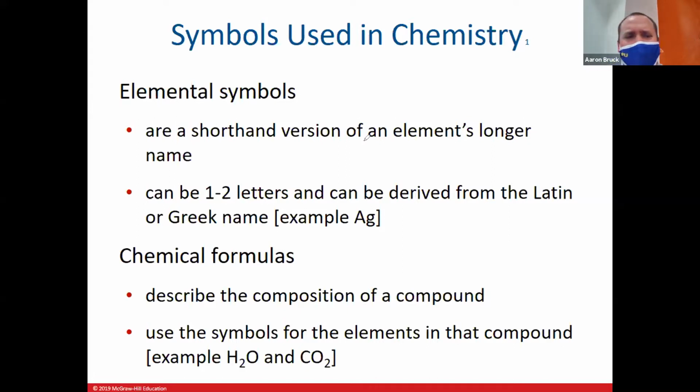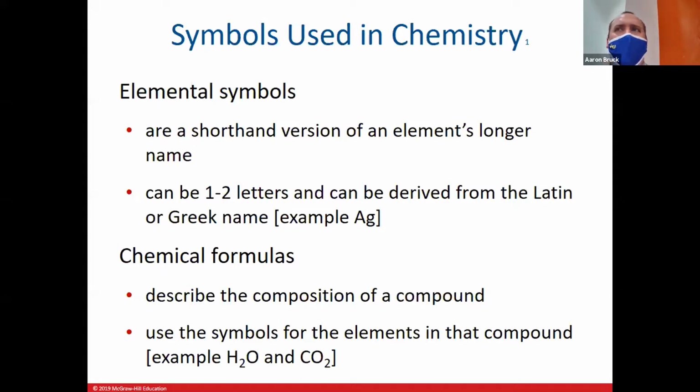I'm not going to spend too much time in this section talking about symbols and formulas. We've talked a little bit about them already. We've talked about the idea of elemental symbols, the 1 or 2 letter abbreviations that are associated with a given element. When it comes to chemical formulas, all a chemical formula is, is a listing of the elemental symbol and the number of atoms for that particular element in a given compound. And honestly, you already know this.